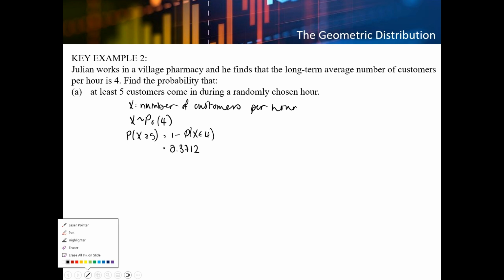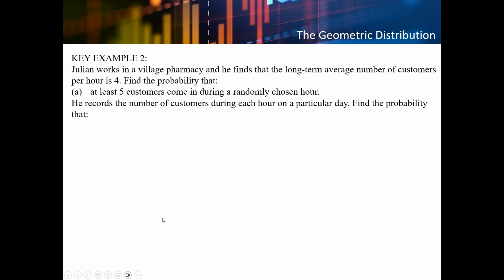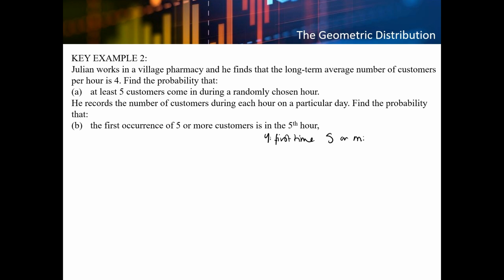The next part of the question then says he records the number of customers during each hour on a particular day. Find the probability that the first occurrence of 5 or more customers is in the 5th hour. And there you go, you get your first occurrence of something. So this is where we get into a geometric distribution. So Y is the first time, perhaps, 5 or more customers an hour come in.